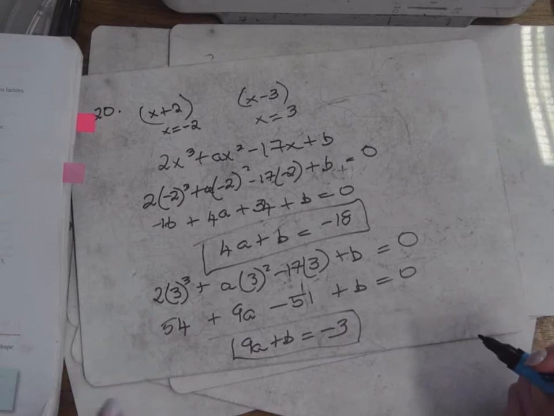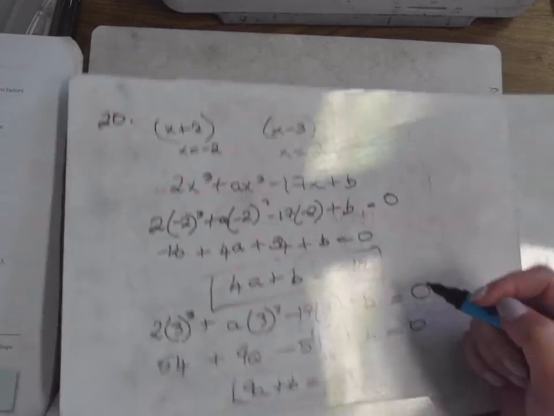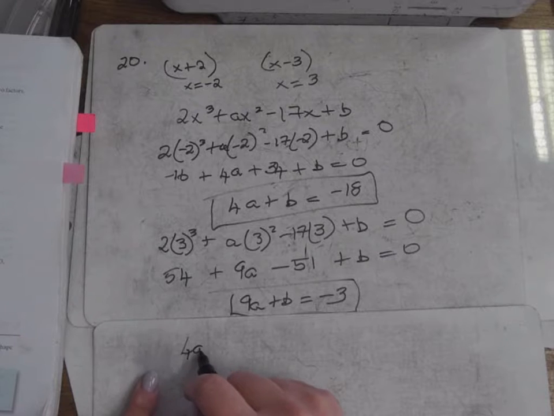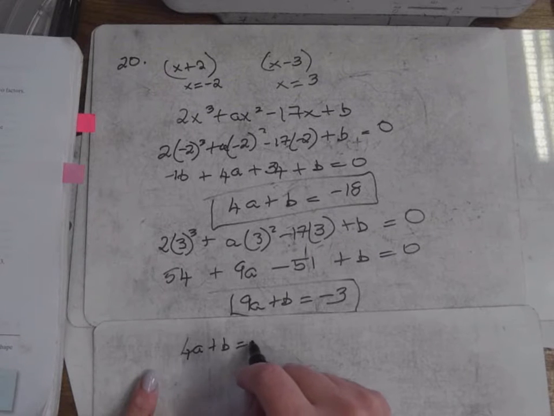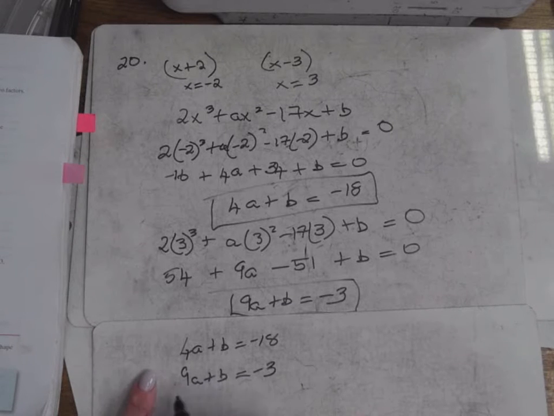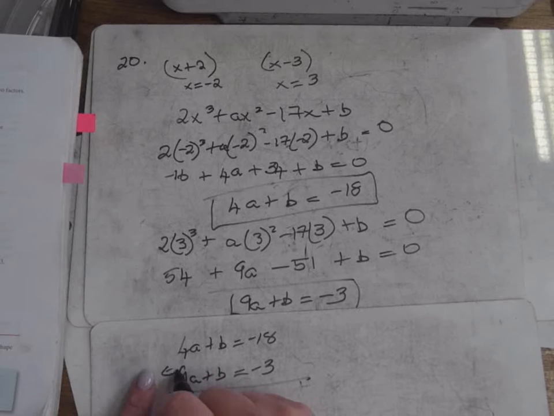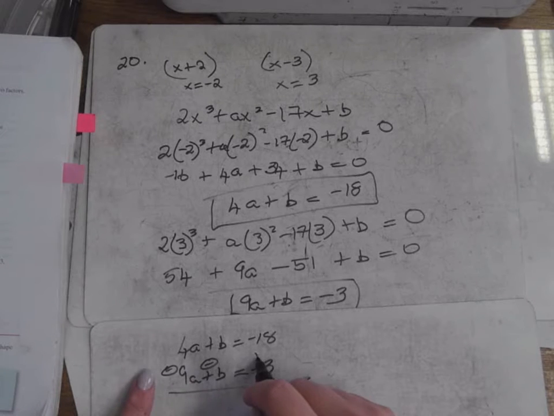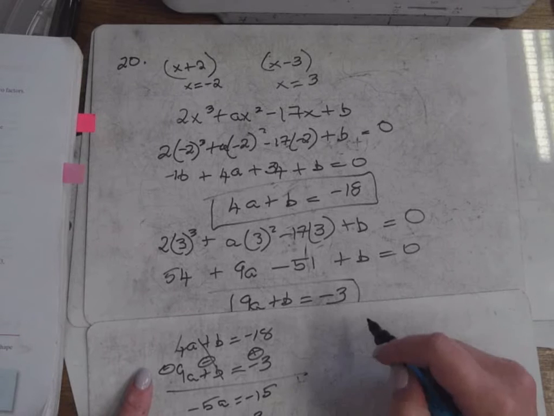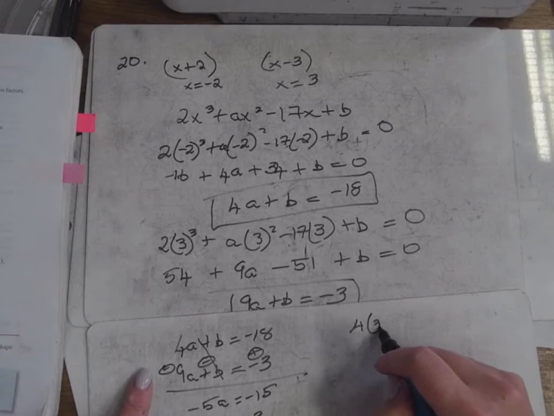Is that alright? Okay, so then simultaneous equations, write one underneath the other. So 4a plus b equals minus 18. 9a plus b equals minus 3. The b's will cancel there if I change the sign, so I'll change that, and change that. They'll cancel and you get minus 5a equals minus 15. So that means a is equal to 3. So sub back in 4 times 3.